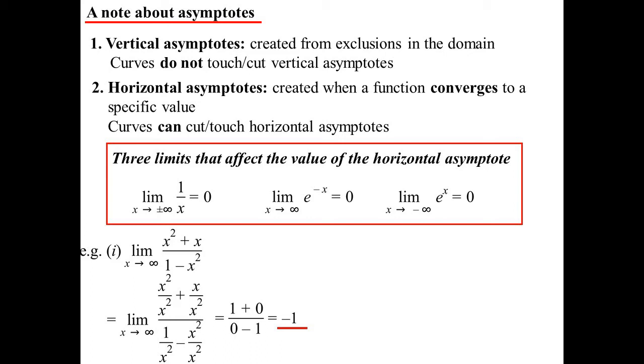And so the biggest power there is x squared. And so the biggest power, its coefficients, on the top we've got 1, on the bottom we've got minus 1, minus 1. So we've seen ones like that. What about something like this?